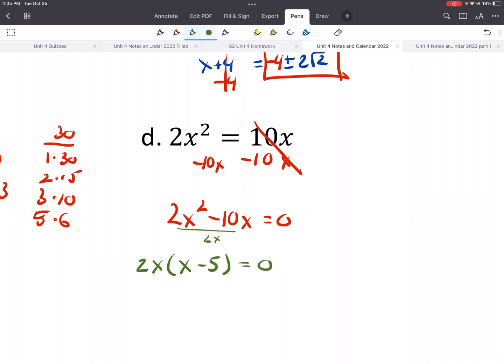Okay, and then again, when this is factored, we factored out that 2x, so that means we're going to need to use the zero product property.